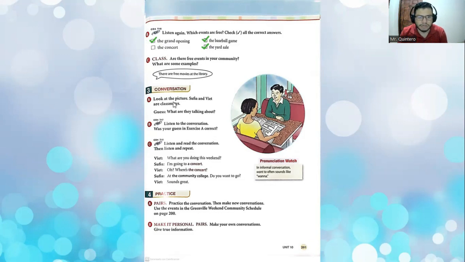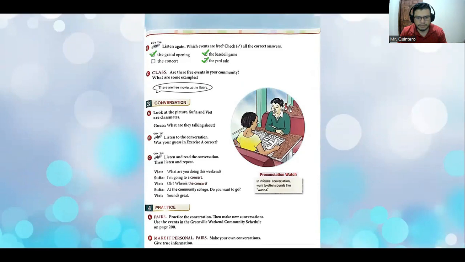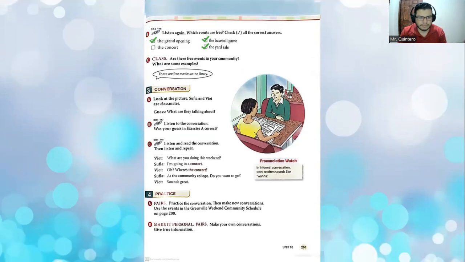Conversation. Look at the picture. Sophia and Wyatt are classmates. Guess what they are talking about? Listen to the conversation. Was your guess in exercise A correct? So, what are they doing? They are talking, right? She's reading the newspaper and he's looking at her. Listen to the audio number 18. Page 201. Conversation. Exercise B.